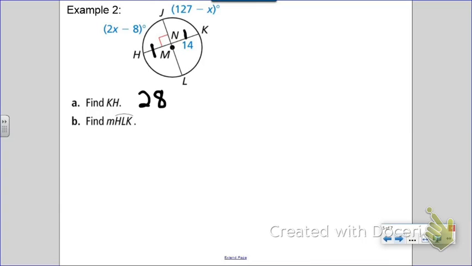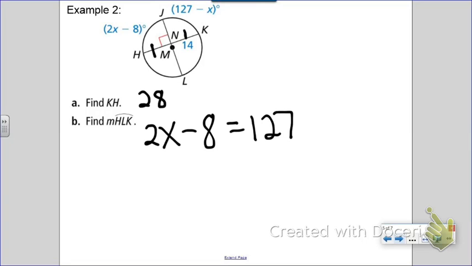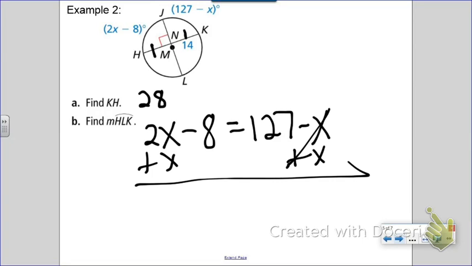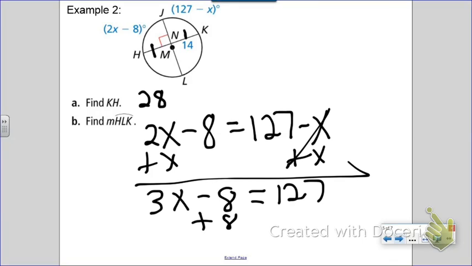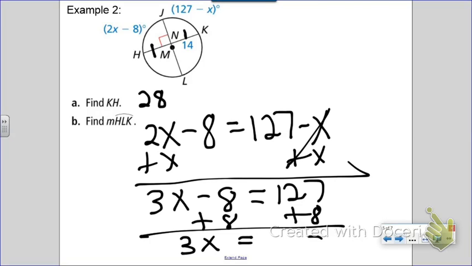To find the measure of the arc, we know that they are equal to each other, so we set these equal to each other. Solve for x. Three x minus 8 equals 127. Add 8. 3x equals 135. 135 divided by 3 is 45.